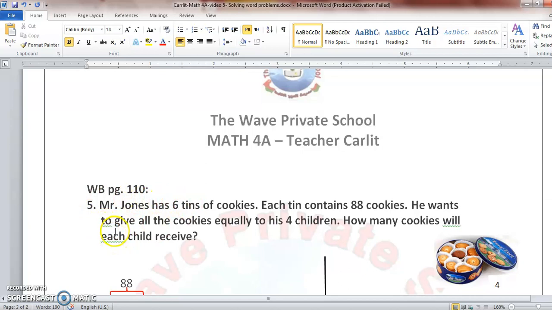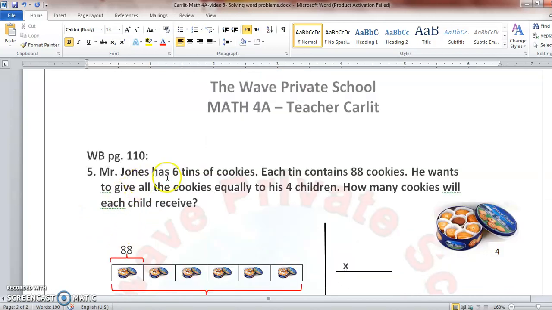Question number 5. Mr. Jones has 6 tins of cookies. Tins or can or box, we call it tins. Tin can, okay? Each tin or each box contains 88 cookies. He wants to give all the cookies equally to his 4 children. How many cookies will each child receive?